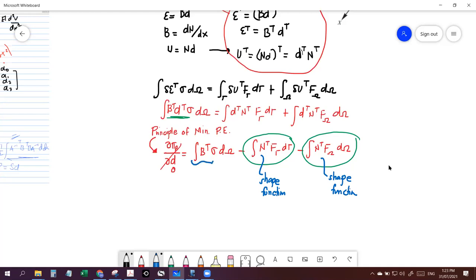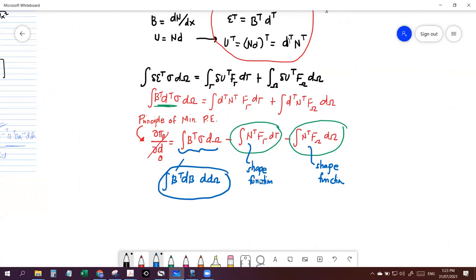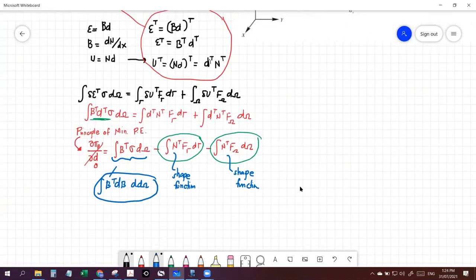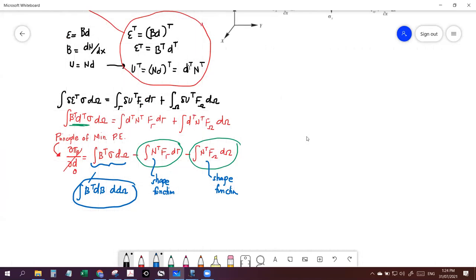So ito, na-establish na natin to as B transpose DB. So we need to multiply the forces as shape function. Okay. So for example, we have a trapezoidal load. Although nasa manual na to, at least pinakita ko lang yung basis. Bakit biglang lumitaw yan? Nakikita nyo dun sa reference natin.